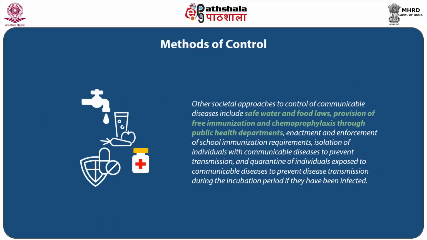Other societal approaches to control of communicable diseases include safe water and food laws, provision of free immunization and chemoprophylaxis through public health departments, enactment and enforcement of school immunization requirements, isolation of individuals with communicable diseases to prevent transmission, and quarantine of individuals exposed to communicable diseases to prevent disease transmission during the incubation period if they have been infected.